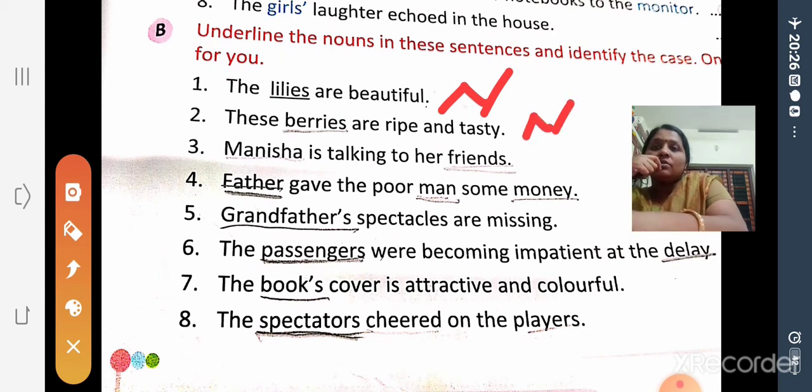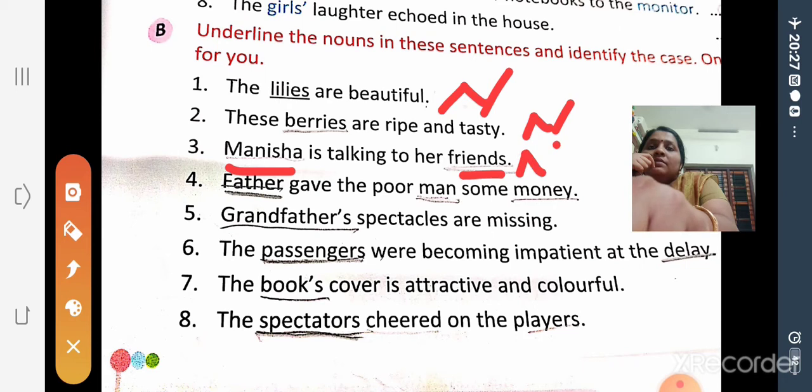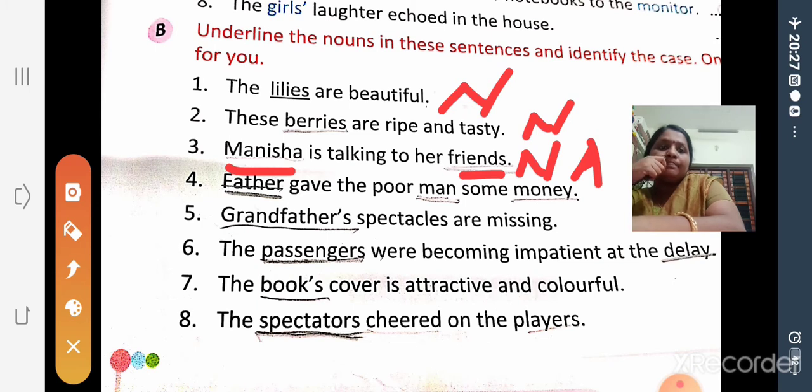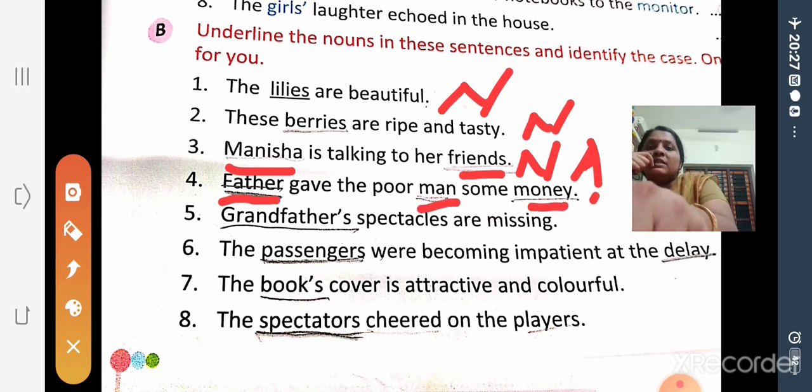Monisha is talking to her friends. So here in this sentence we can see two nouns, isn't it? One is in nominative case and the other one is in accusative case. Father gave the poor man some money. So here, father is nominative case, man and money are both accusative case.